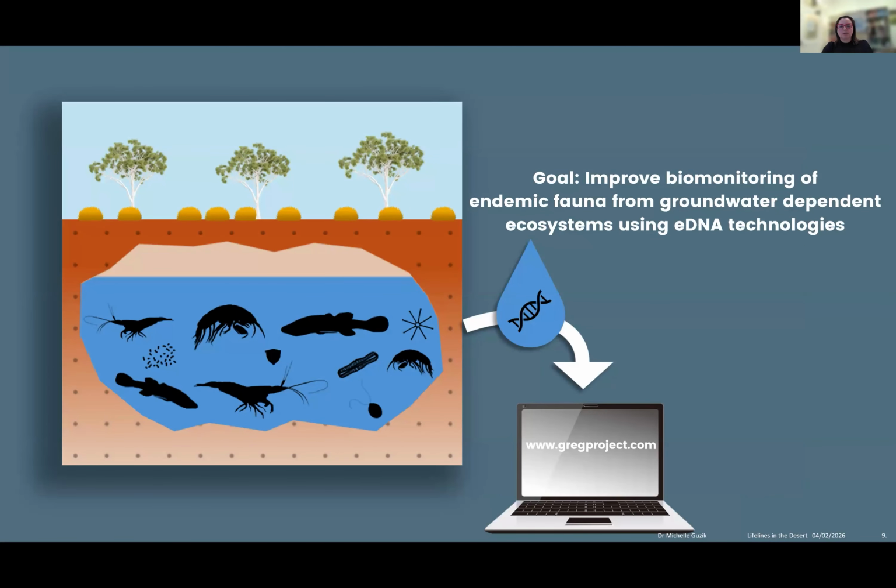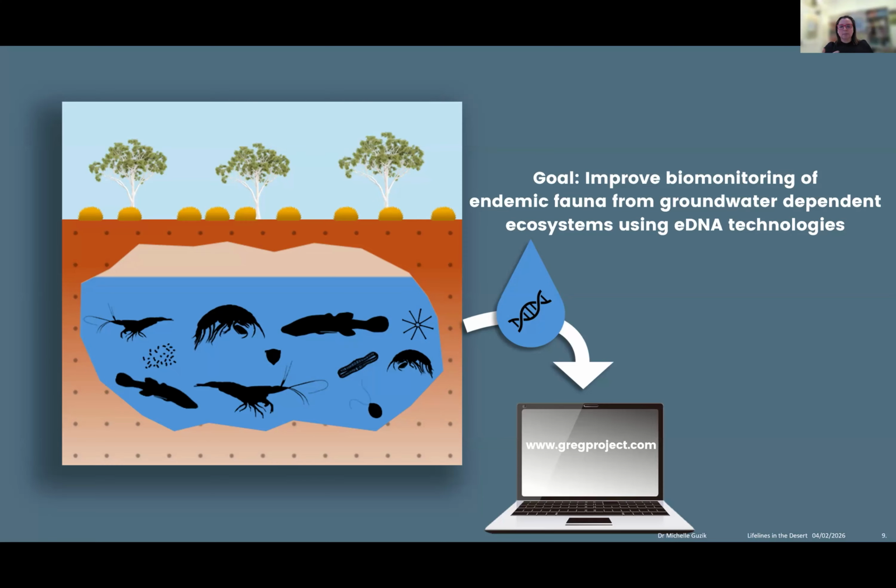So overall, our aim is to improve biomonitoring of endemic fauna from groundwater-dependent ecosystems using eDNA technologies. Because we're research scientists, we go where the money is, essentially. We obtain research funding that will allow us to undertake the fundamental science that we can then apply to hopefully any groundwater environment. And so we've been fortunate enough to have quite a large 4-year grant to do the proof of concept research for groundwater dependent ecosystems in the Pilbara.